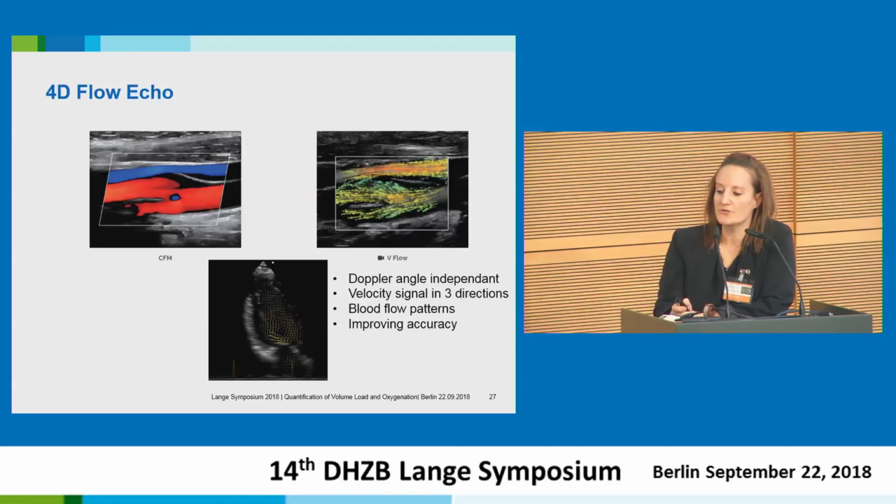Something that has not reached the clinical routine yet is 4D flow echocardiography. Here on the left side, the usual color flow Doppler, and on the right side we see 4D flow echo, also in the ventricle. This is a technique which has the velocity signal in 3 directions and not only in 1 direction. We can actually visualize blood flow patterns. It's Doppler angle independent and might improve flow quantification in the future.